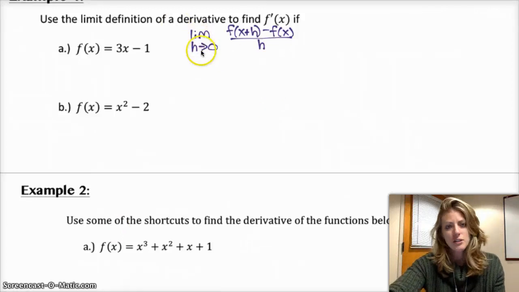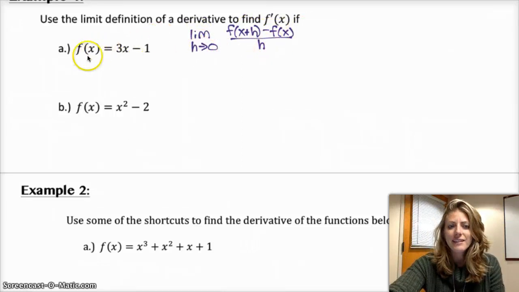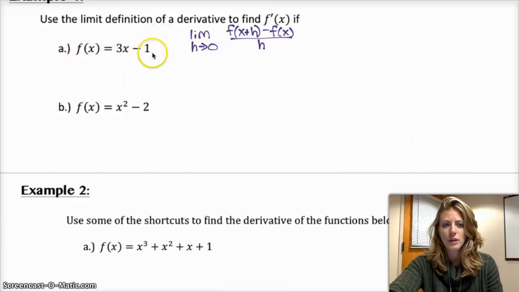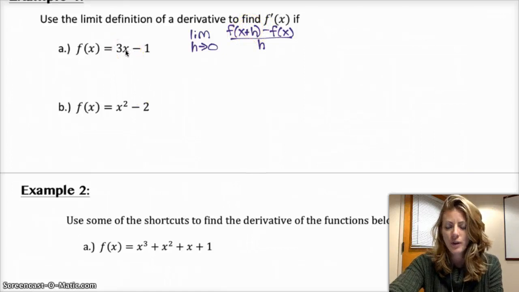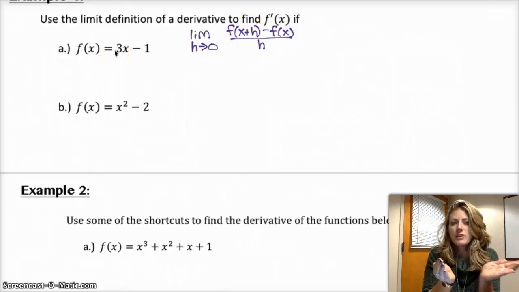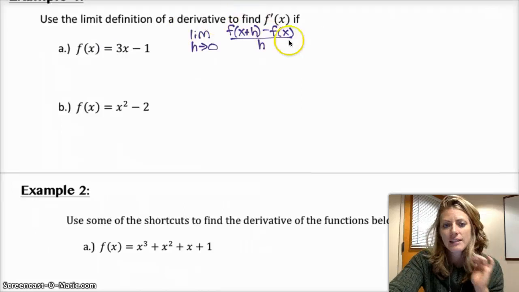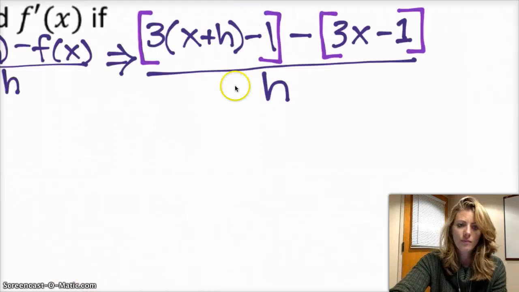So you take the limit as h goes to 0 of f of x plus h minus f of x over h. In this case, f of x is 3x minus 1, so for f of x plus h, I'm taking my x and replacing it with x plus h. So it would be 3 times the quantity x plus h, minus f of x, which is just 3x minus 1, divided by h.